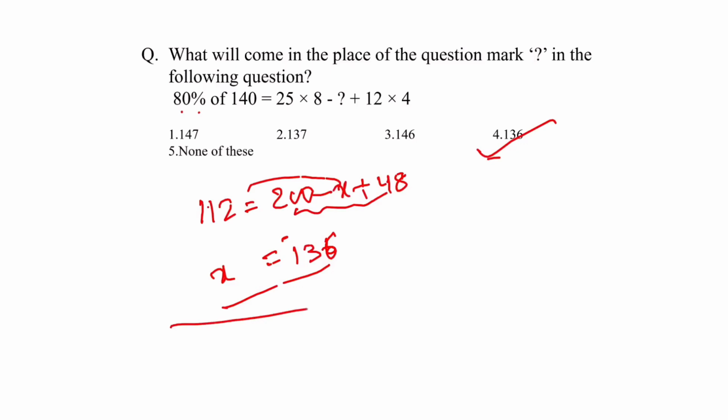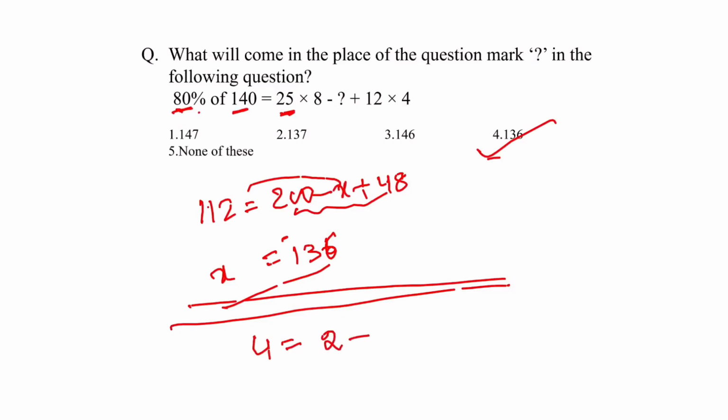Now if I apply the digital book: 80% of 140, 8 digital book 80, digital book 8, 140 digital book 5, 8 into 5 is 40, 40 means 4 comes. 25 digital book 7, 7 8s are 56, 56 means 5 plus 6 is 11, 11 means 1 plus 1 is 2, minus x plus 1 plus 2 is 3, 3 into 4 is 12, digital root 3.